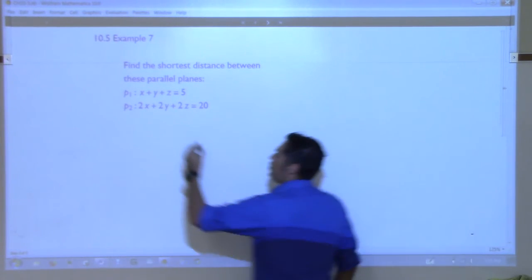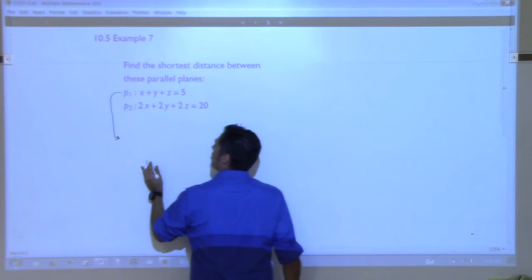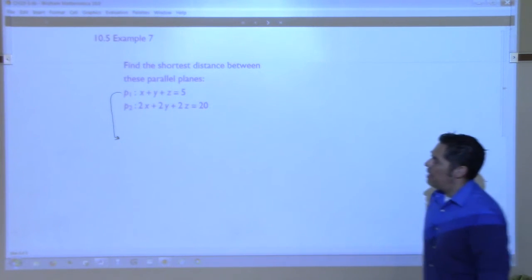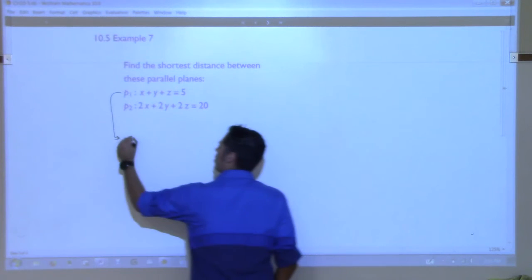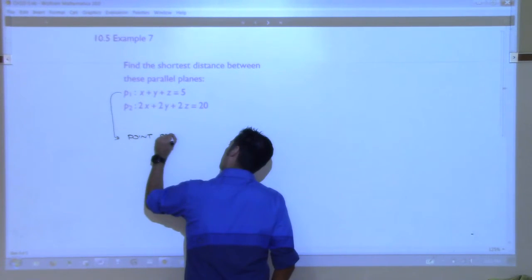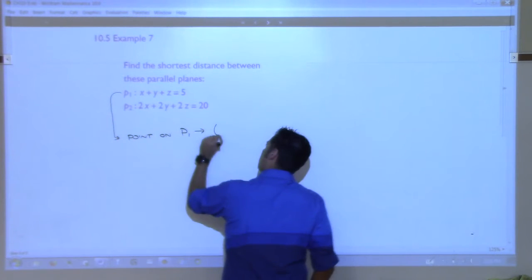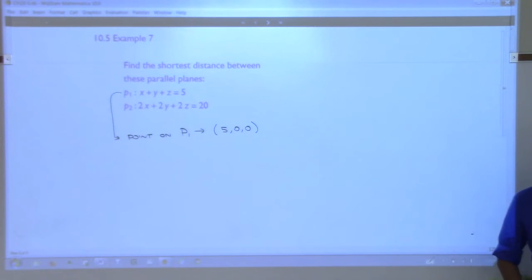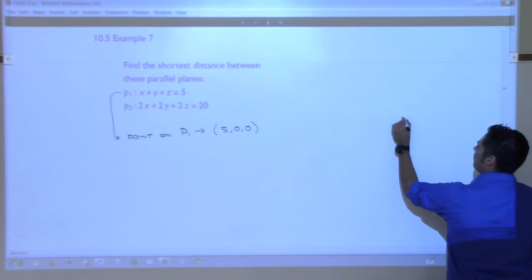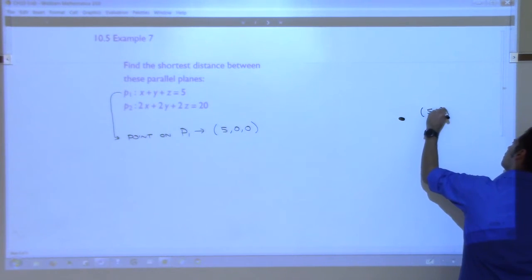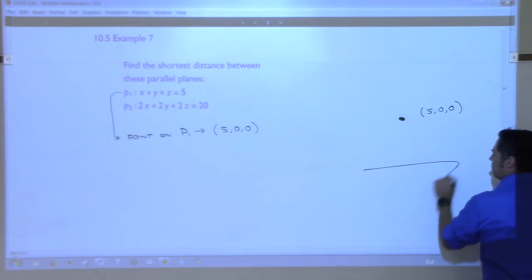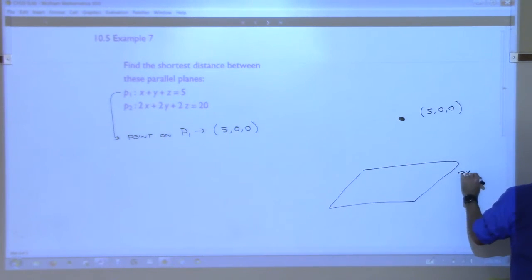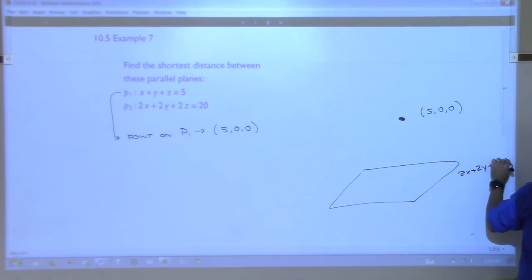Okay, so give me a point off this one right here. Any point that would live on that plane. So a point on plane 1 would be 5, 0, 0. I like that one. I like how many zeros you used. Everyone agree with that? That is a point that lives on that plane. So now visually, here's what I have. A point. That is the point 5, 0, 0. Now we have a plane sitting here. This is the plane 2x plus 2y plus 2z equals 20, right? That's that plane.